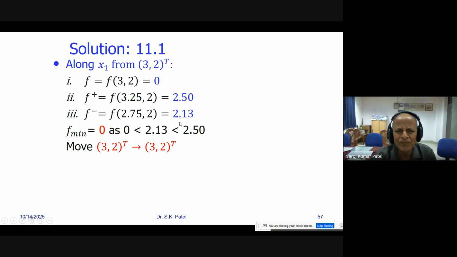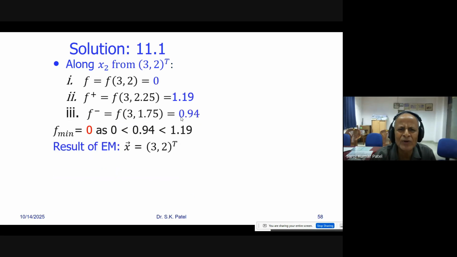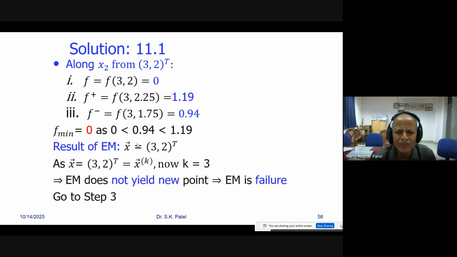the x1 direction. The minimum value is 0, so you stay at 3, 2 because the other values are higher. Let us search in the x2 direction, keeping x1 constant. Again we find 0 is the minimum value, at 3, 2. So you remain at 3, 2. Don't move here and there, you are getting higher values. We do not get any new value, so the exploratory move is a failure.